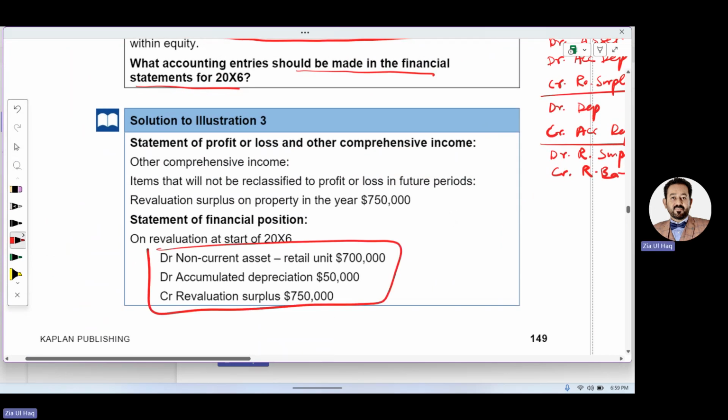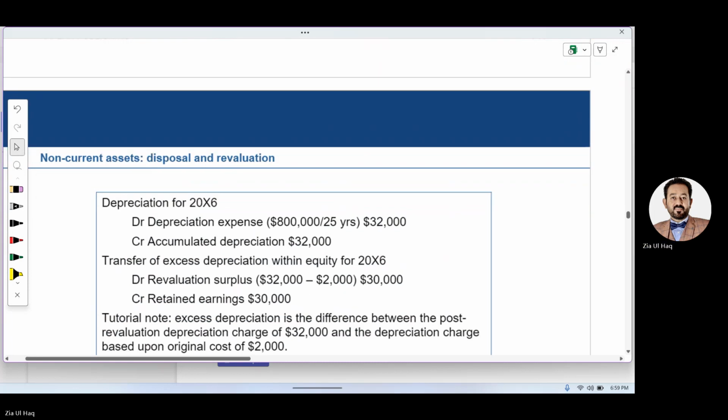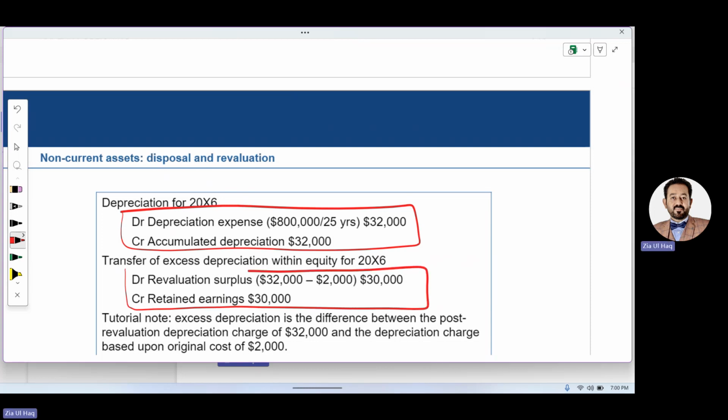This is the revaluation entry. This is the current year depreciation entry. And this is for the elimination of extra depreciation.